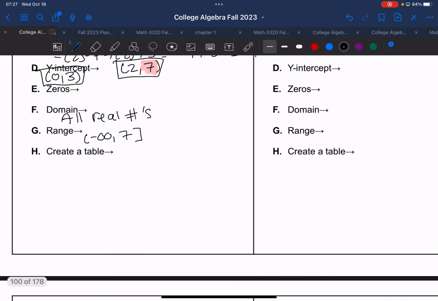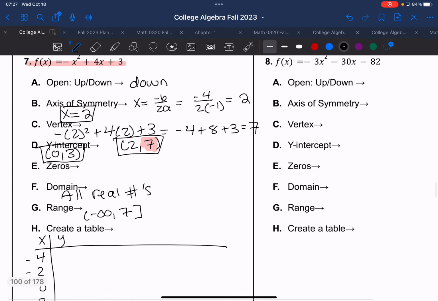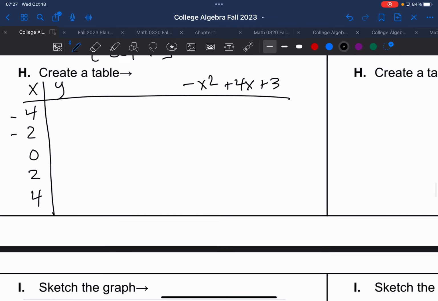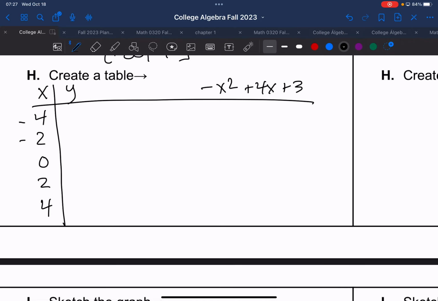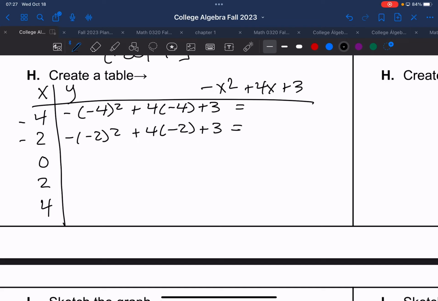Okay, now we're going to create a table. And again, I'm going to pick the same values. And I'm going to rewrite my function so I have it down here. Okay, so I'm going to be plugging in all these values in for x, using my parentheses. So even when you type in your calculator, use your parentheses. Right now I'm just writing them down.